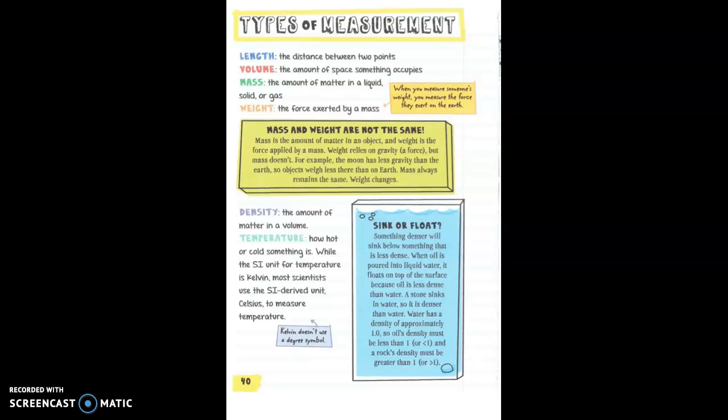Temperature, how hot or cold something is. While the SI unit for temperature is Kelvin, most scientists use the SI-derived unit Celsius to measure temperature.